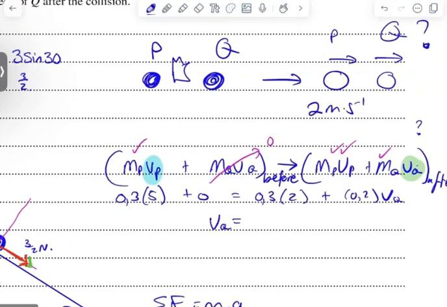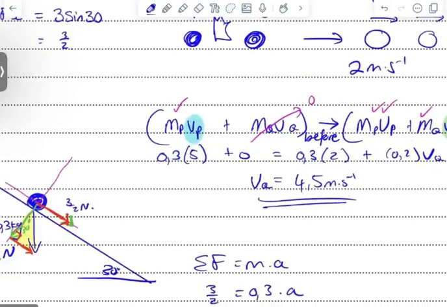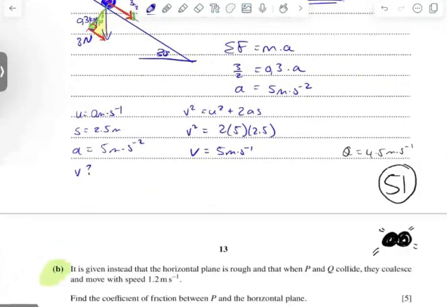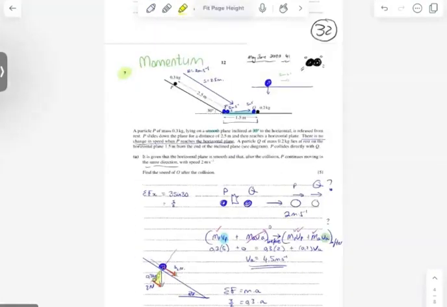So I'm going to quickly do that. And I get an answer here of 4.5 meters per second. And this is the correct answer. I've just written it. I just made sure that we have the correct answer of 4.5.